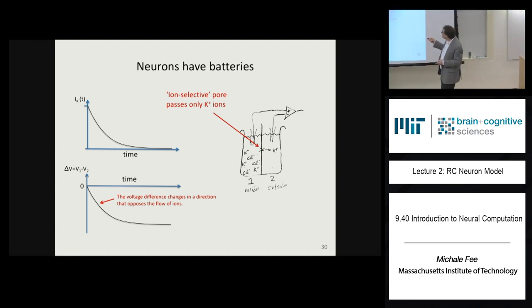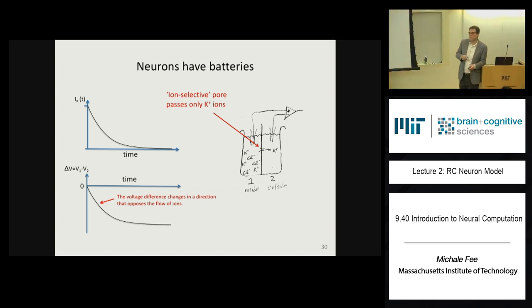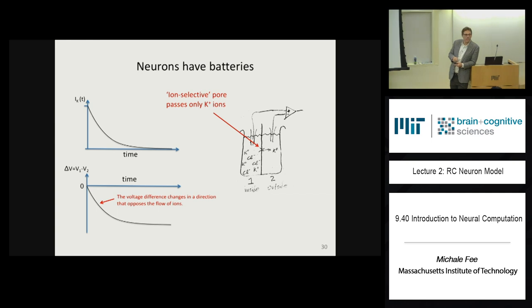And that voltage difference, that negative voltage here, positive voltage here, what does that do? It makes the positive side start repelling which ions? Repelling positive ions. So it keeps more potassium ions from diffusing through the hole. Does that make sense?